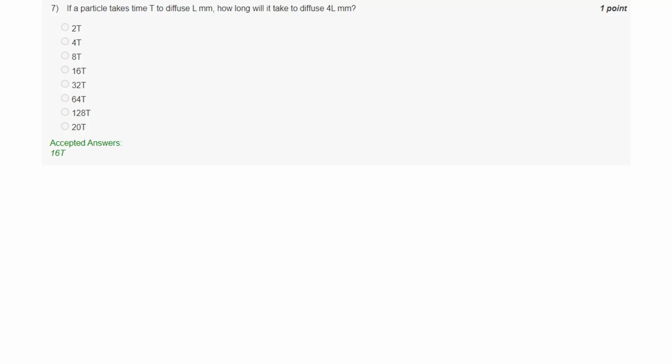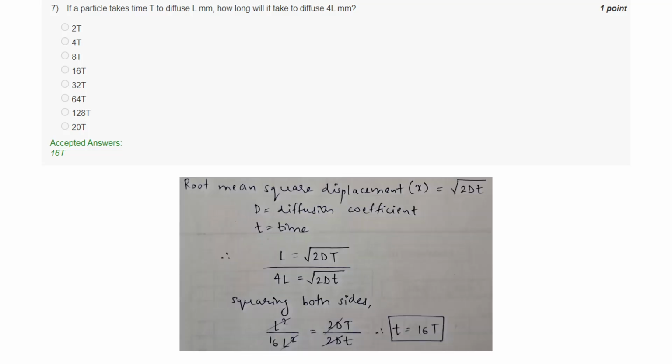We'll just quickly go over the solution. So there is something known as root mean square displacement, and this is the formula for it. X is equal to under root 2Dt. So here D is your diffusion coefficient, t is the time taken for the molecule to diffuse. Now if you see, we have been given the information that in time t it diffuses 1 mm, and we have to calculate how much time will it take to diffuse 4 mm. So if you just write this expression and take a ratio of these two expressions, you'll quickly see that it takes somewhere around 16t.